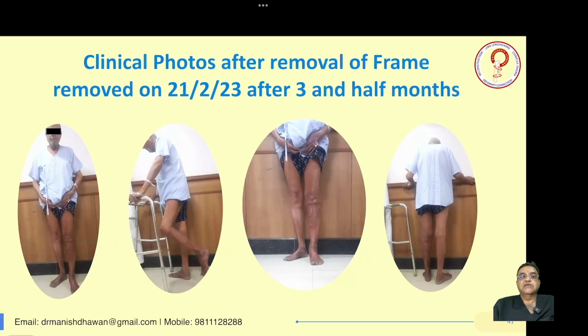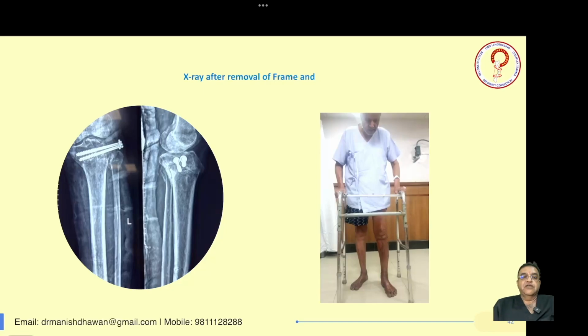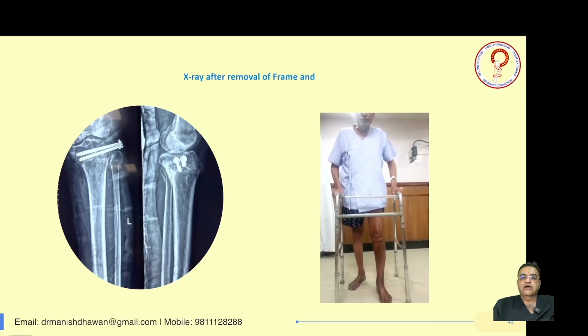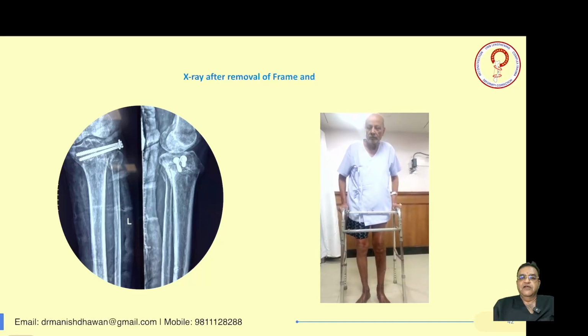Now the patient after removal of the frame, you can see he is standing, and you can see the position of the cannulated screws. The cannulated screws are retained; you can retain them or you can remove them after maybe 18 months or maybe after a year. So do not remove cannulated screws when you are removing the frame. You can see the patient is walking on a walker comfortably. We have just removed the frame.